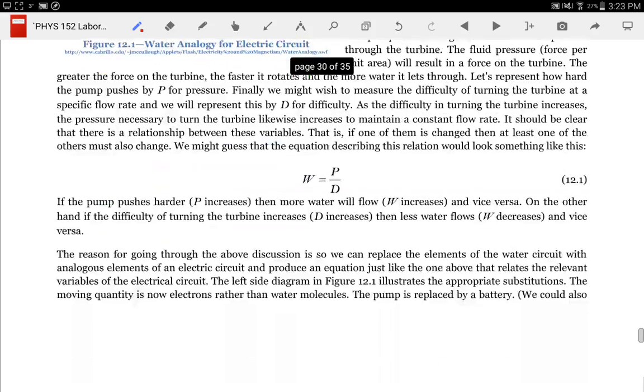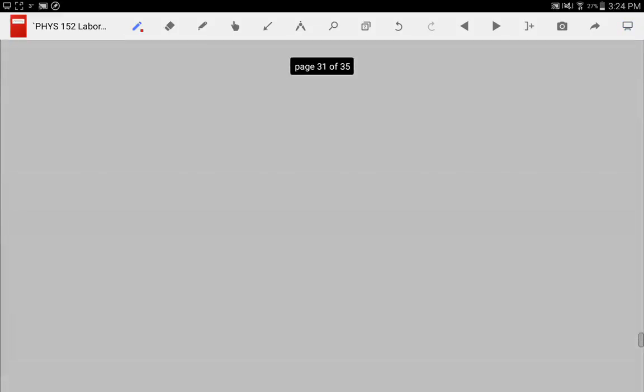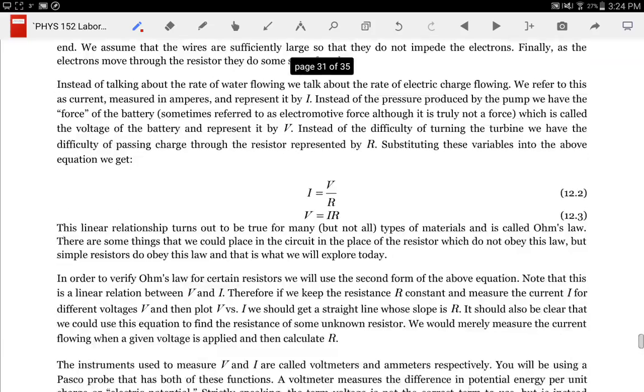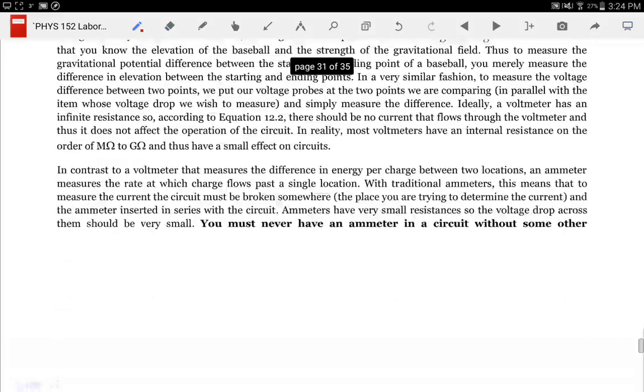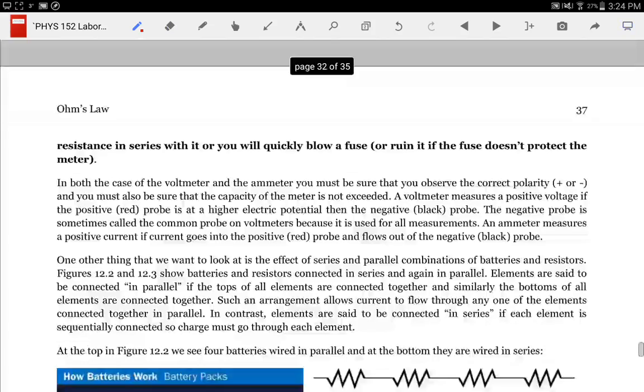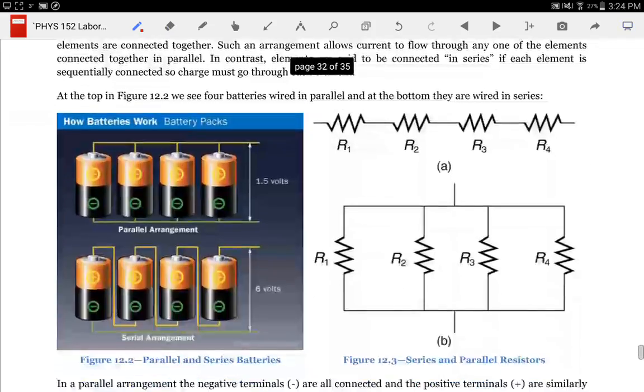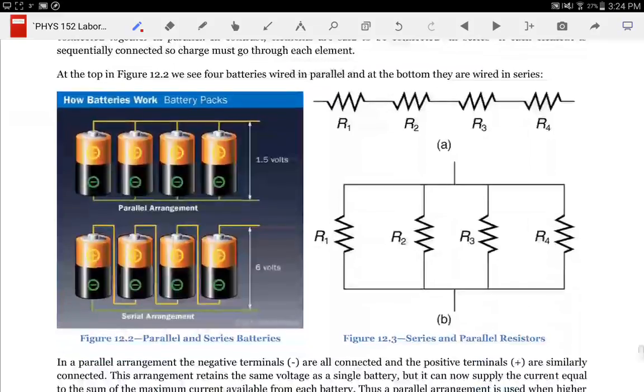No? Okay. All right. And then let's just go straight to Ohm's law, the series and parallel parts. I will talk about the meters, but after I talk about these. Here I've drawn series and parallel combinations for resistors as well as physical batteries.